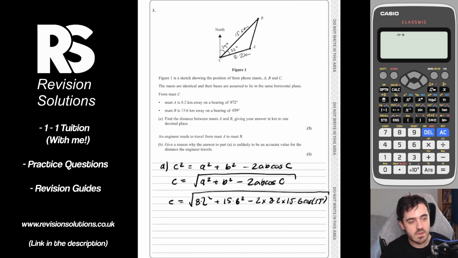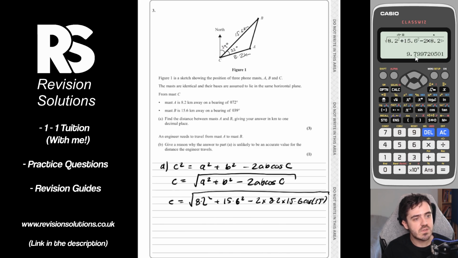So now go to your calculator, make sure you're in degrees, which I am. So then we're going to have the square root of 8.2 squared plus 15.6 squared minus 2 times 8.2 times 15.6 times cosine of 33, closing the bracket.